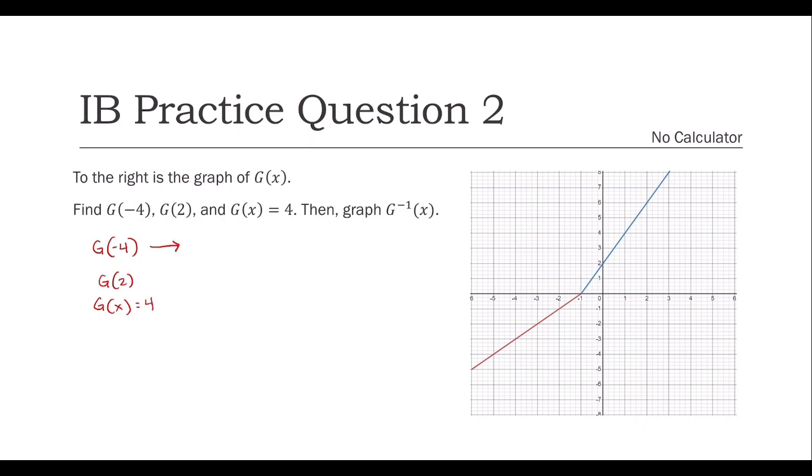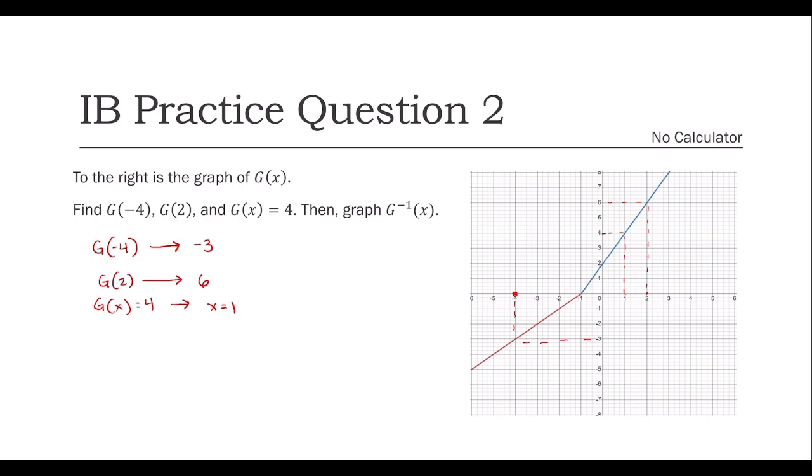So g of negative 4 will go to where x is negative 4. So when x is negative 4, our y value is negative 3. So g of negative 4 equals negative 3. For g of 2, we'll go to our positive 2, and then we'll figure out what our output is. So that's 6, so g of 2 is 6. And then we want to find when g of x equals 4. So this means our output is 4. So we'll go to where y is 4, go over to our function, and then our input value was x equals 1. So that's our solution for that one.